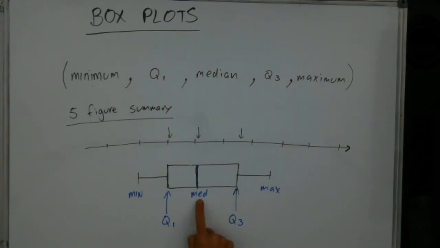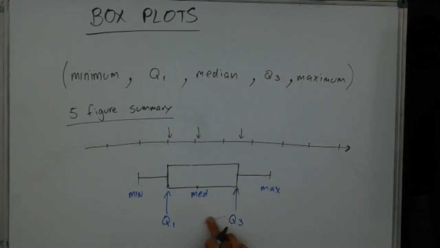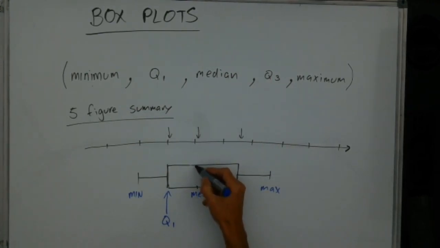Sometimes the median could actually be the same as one of these quartiles, in which case you would draw a box without a line in the middle, and you would note that here: median and Q3 are both in the same place. But essentially for now we'll just stick with the standard one.